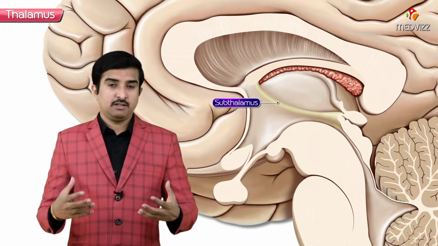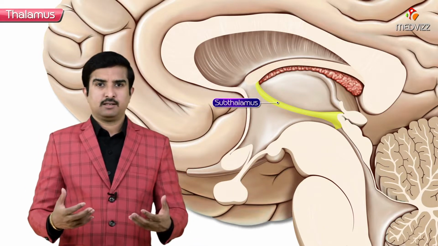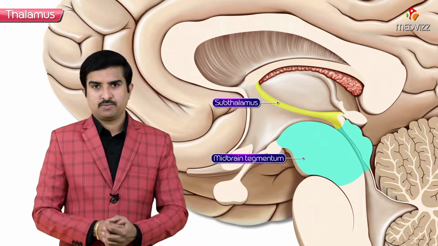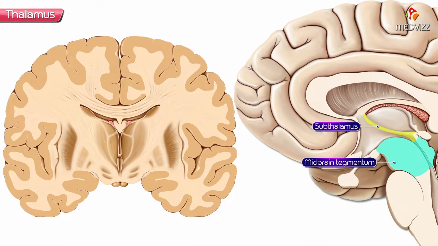Whereas the subthalamus is a region that is essentially a continuation of the midbrain tegmentum, the main component of the subthalamus is the subthalamic nucleus, which functions as a part of the basal nuclei.